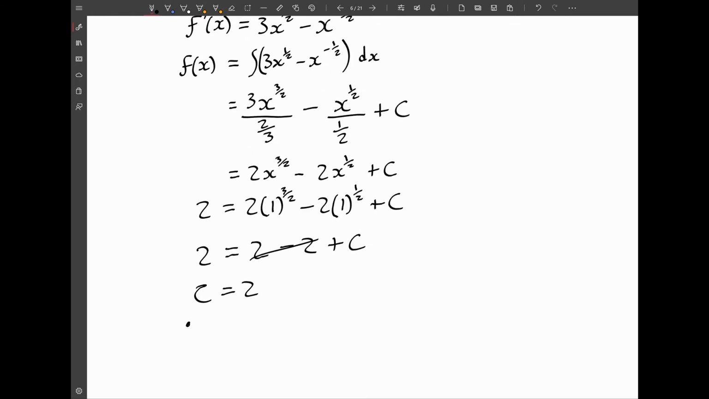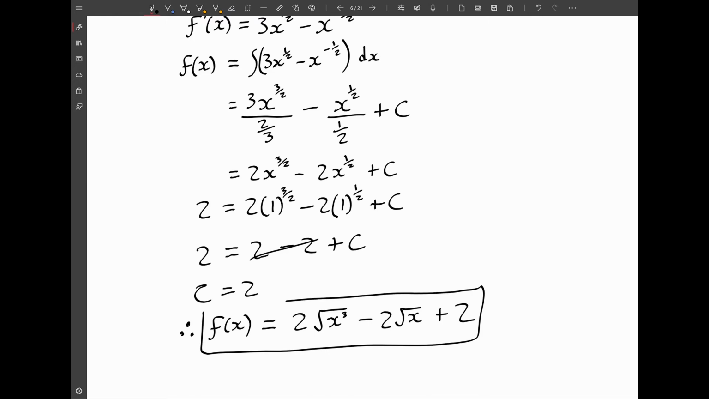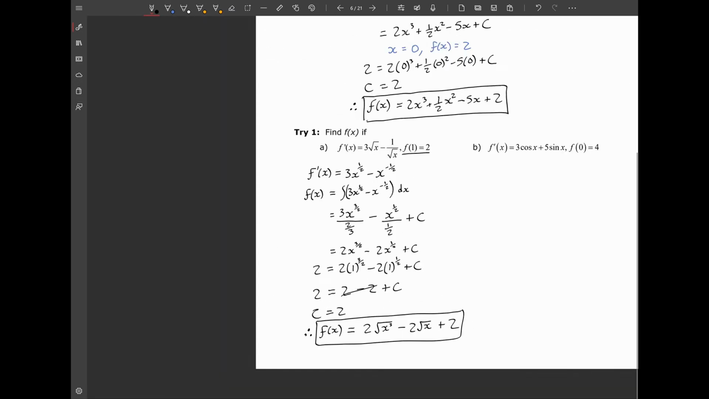Convenient. Therefore, we get that our f of x must be equal to 2. I'm going to rewrite this as the square root of x cubed. I don't have to. I could have left it as x to the 3/2. I just felt like writing it as radicals. 2 square root of x plus my constant, which is 2. All right.